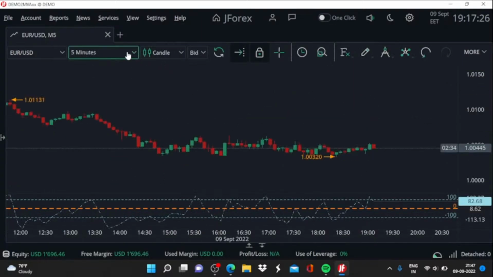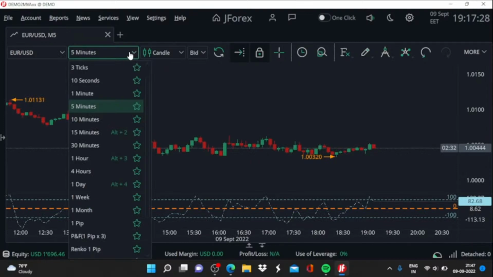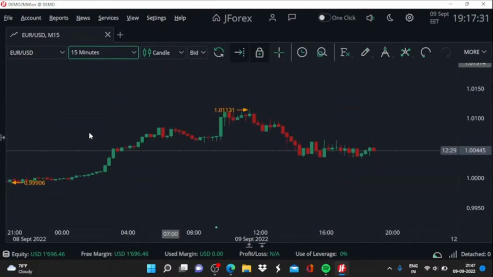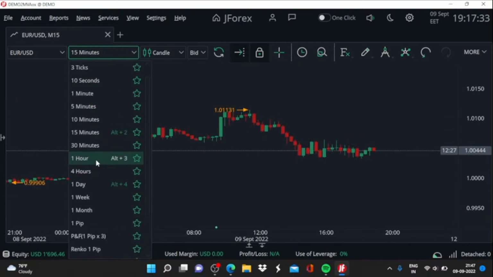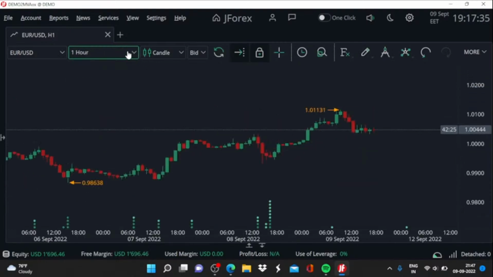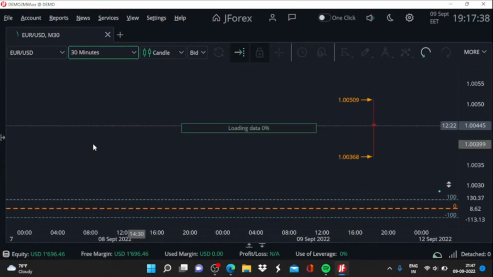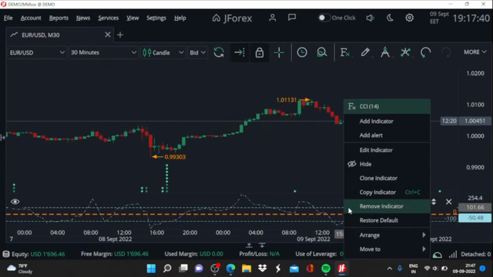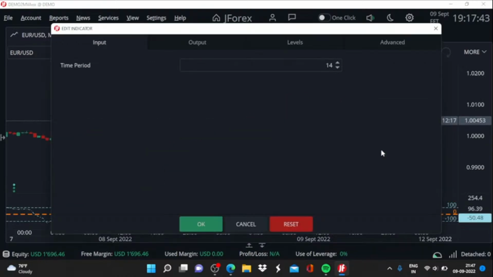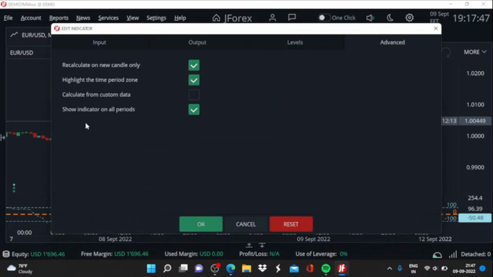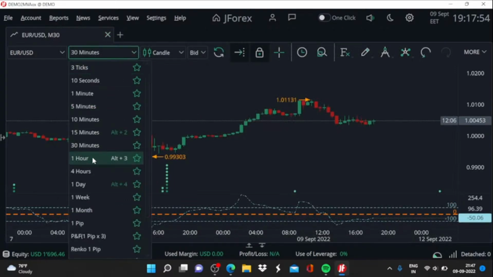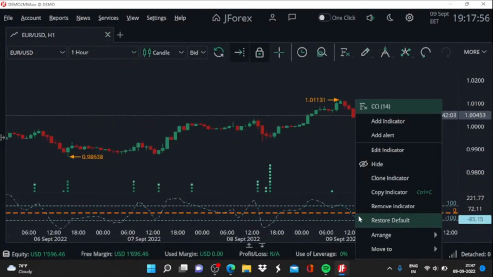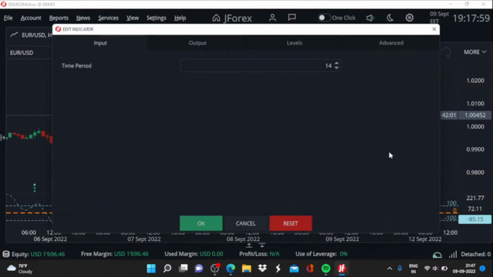So 5 minutes and 30 minutes are the chosen time frames for this indicator. But if I change it to, say, for example, 15 minutes or hourly, then there won't be any CCI indicator plotting, as we have opted only for 30 minutes and 5 minutes as the time frames on which this indicator should appear. Now, as I have again restored this option, show indicator on all periods, this indicator is going to appear on all the candle periods. So that's how this system of customizing this indicator works.